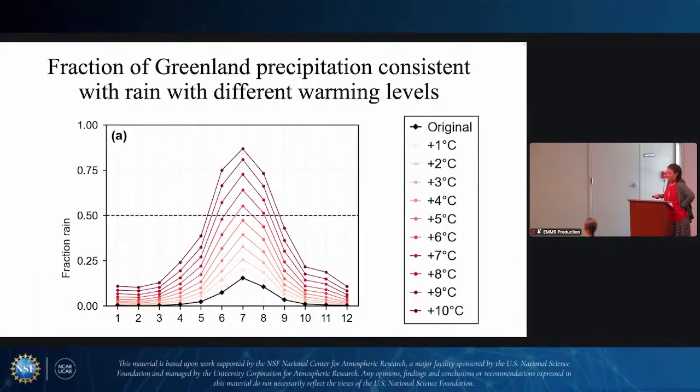We say, okay, if it warms by 1 degree, how much more rain do we get? How about if it warms by 10 degrees? So here's just the fraction of Greenland precipitation consistent with rain under these different warming levels. In black at the bottom, that's our current day. And then as you move up, obviously more rain. So you can pull out a lot of statistics here, raining a lot more in the summer, but starting to get rain in all months when you get to 2.3 degrees of warming.